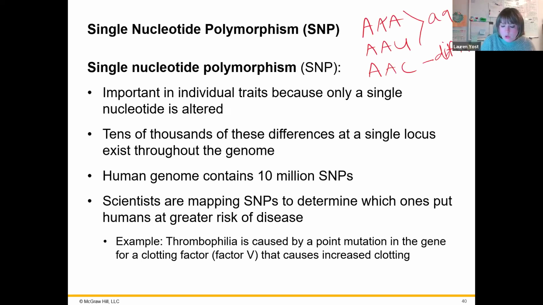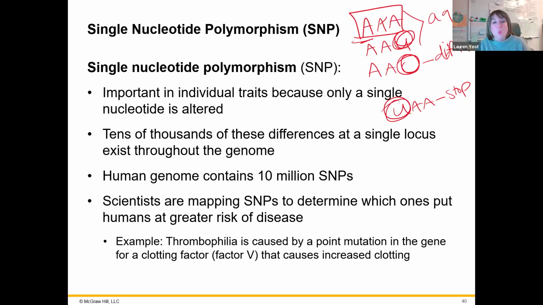And then, I don't know, UAA might be a stop or something. So this is talking about that one nucleotide, this is your original, one nucleotide might be no change, or it might be a different amino acid, or if it's the first nucleotide, then it can lead to a stop, or whatever, depending on what organism we're talking about. So one nucleotide can be changed to lead to a different outcome. Those are single nucleotide polymorphisms.